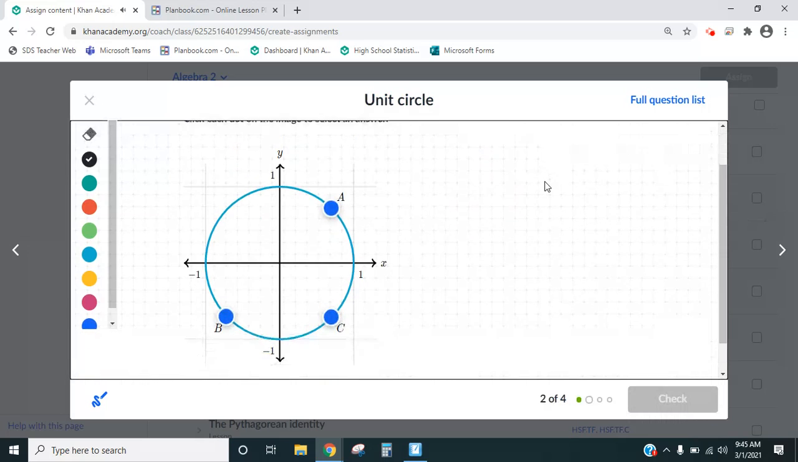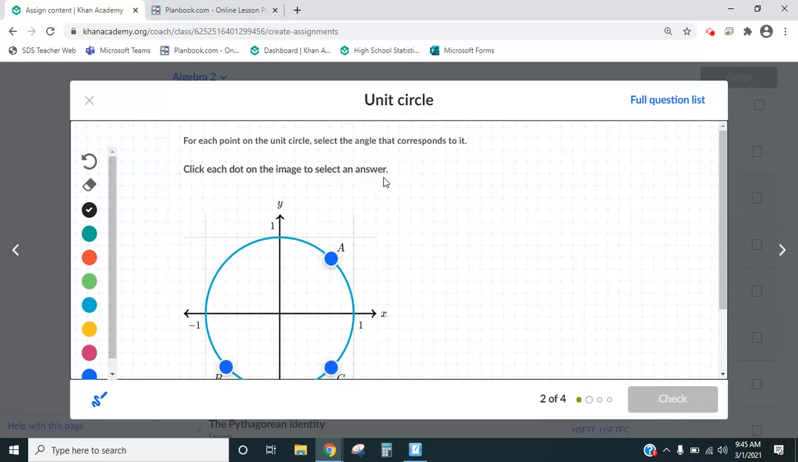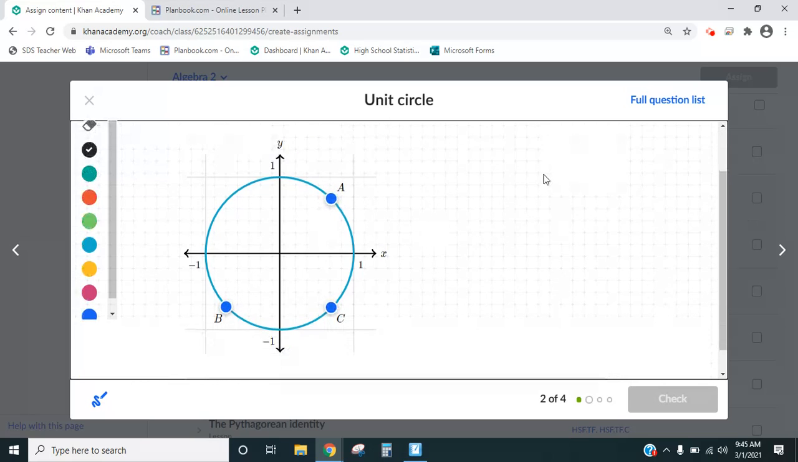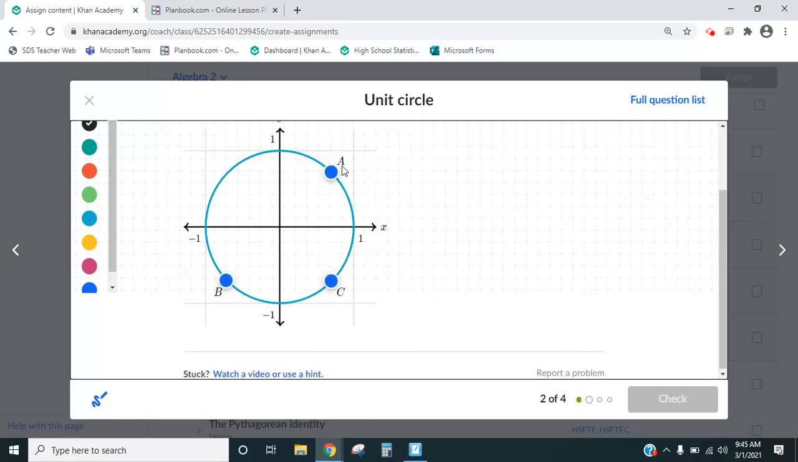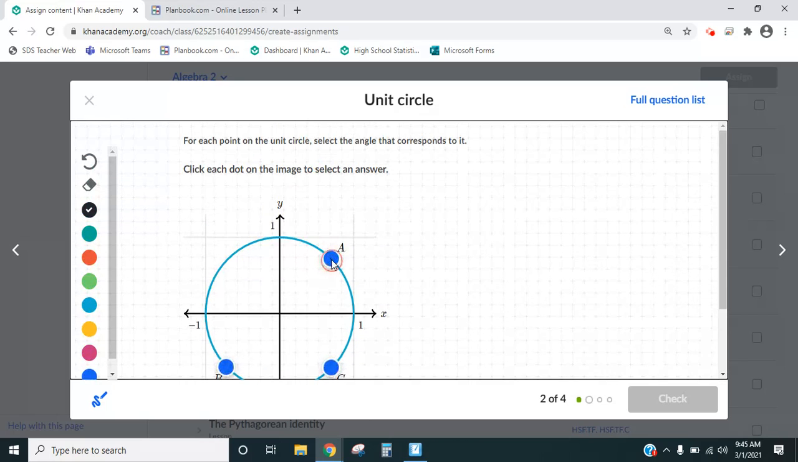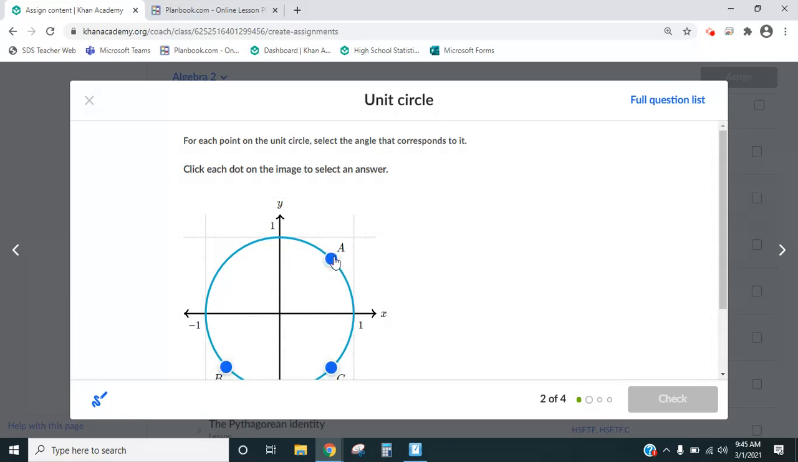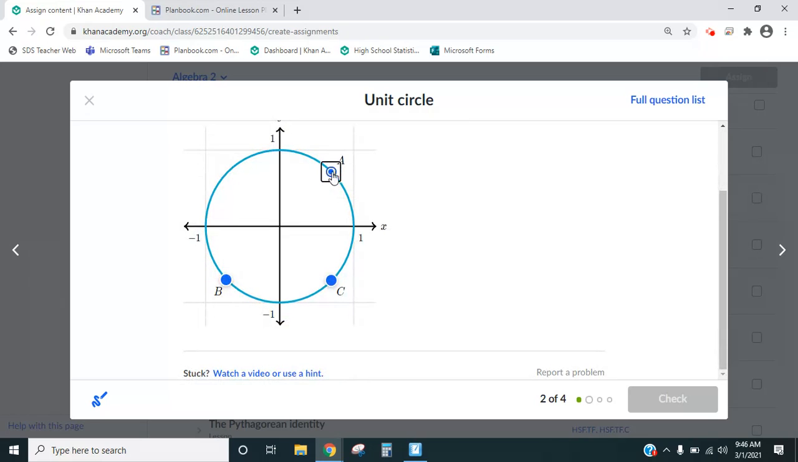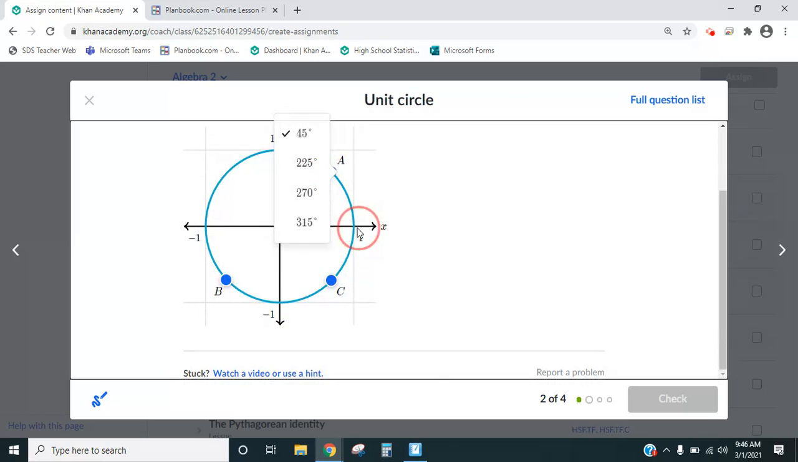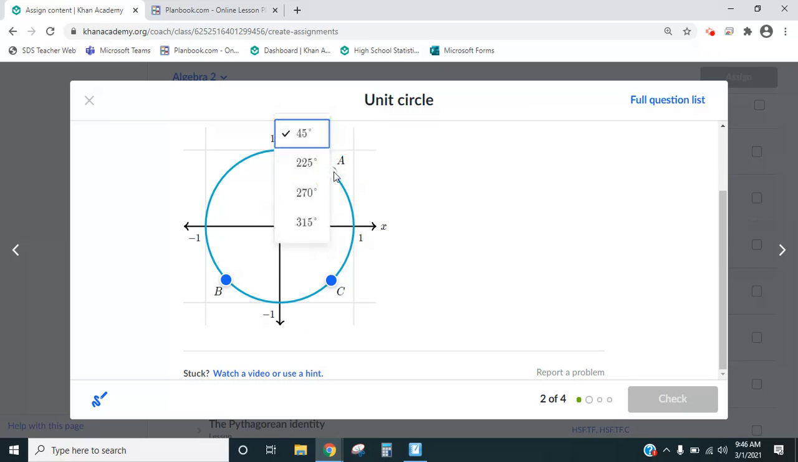It says click each dot on the image to select an answer. For each point on the unit circle, select the angle that corresponds to it. So we're going to do some kind of matching. What angle is that? 45. It's not 225, right? That would be way too much. Remember, this is 0 down here. This is 90 up here. It appears to be about halfway. It definitely can't be any of these, right? That'd be too many. Letter B.